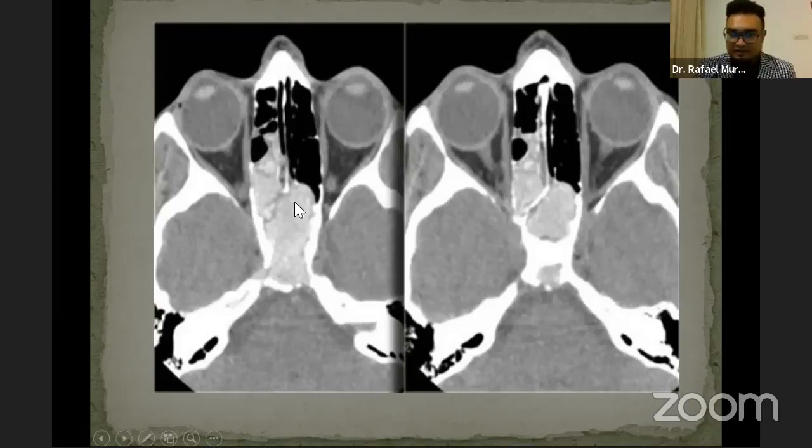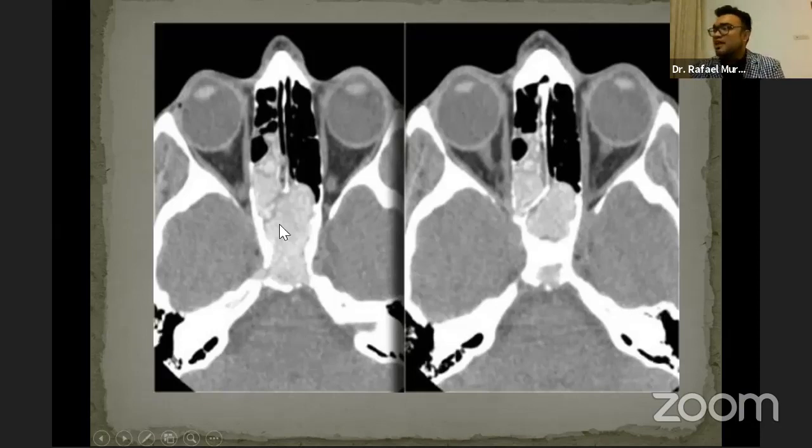a CT scan firstly, and we can see a hyperdense lesion involving the right ethmoid sinus, partially the posterior aspect of the left ethmoid sinus, and the bilateral sphenoid sinus. Sometimes it was initially diagnosed as a neoplasm, but there is a hyperdense material in the posterior right ethmoid and bilateral sphenoid recess. The hyperdensity is actually a good prognostic sign indicating a benign process.